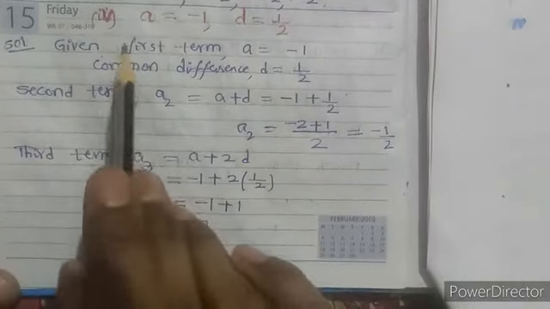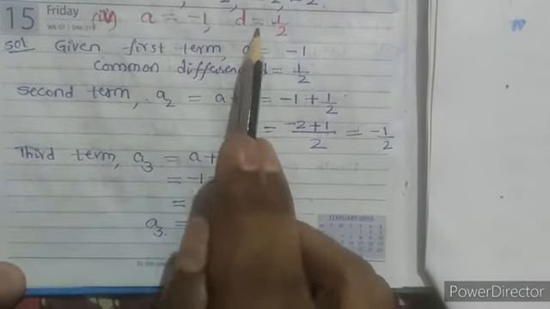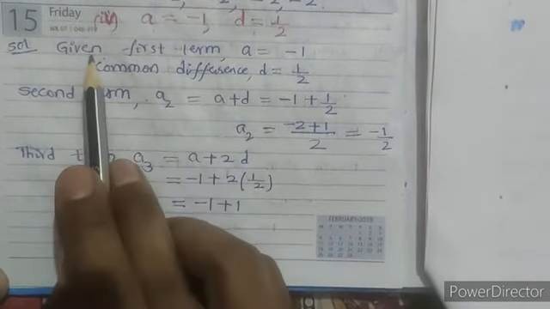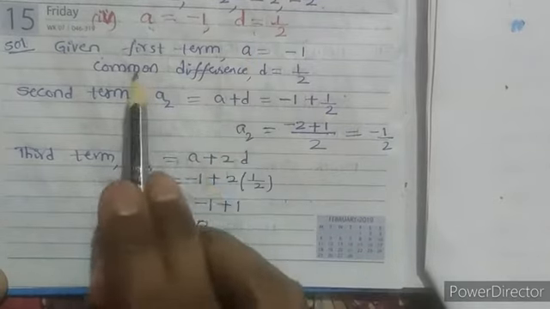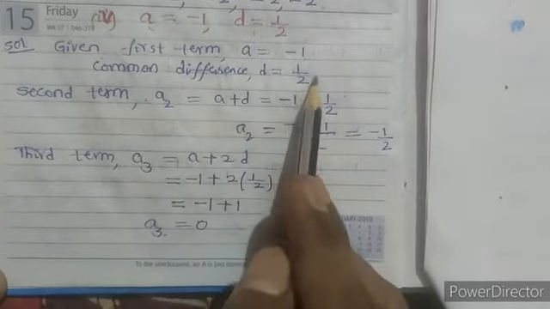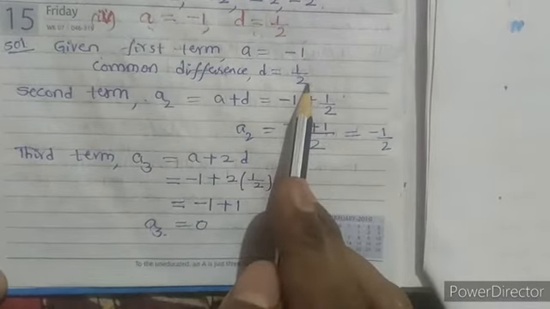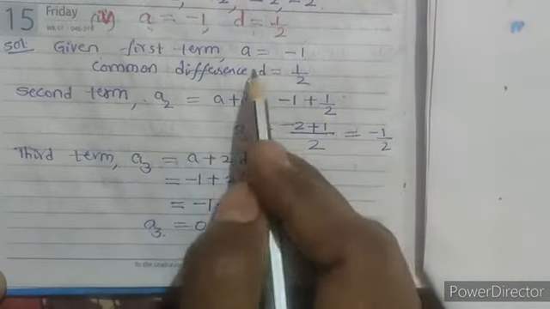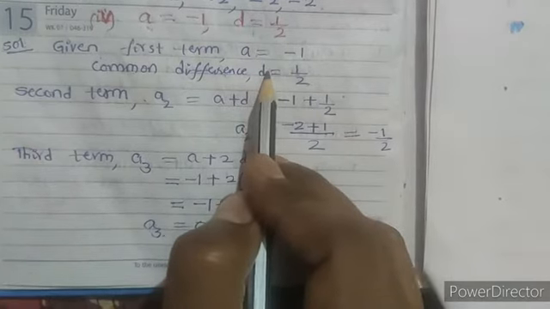Let us see question number 4. a is equal to minus 1, d is equal to 1 by 2. a is first term, given first term a is equal to minus 1. d means common difference, d is equal to 1 by 2. Here we need to find out the first 4 terms. First 4 terms means first term, second term, third term and fourth term when a and d are given.